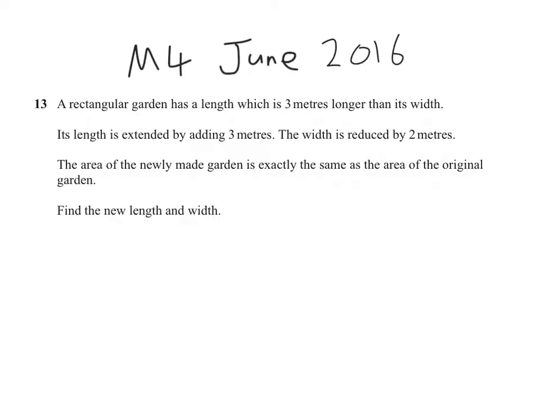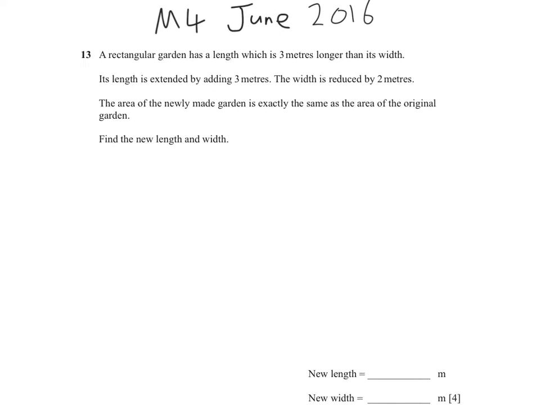M4 June 2016, question 13. A rectangular garden has a length which is 3 meters longer than its width. Let's draw that.